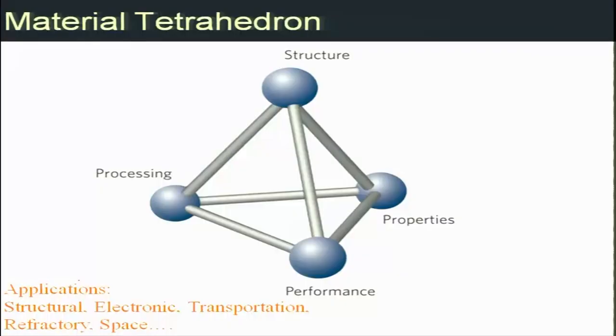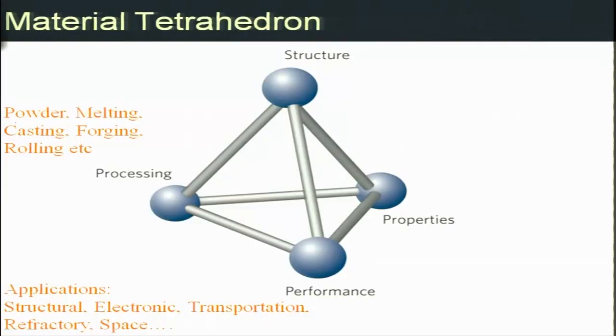For example, what is the application? So, if I go a little further, applications, for example, could be structural applications like bridges, electronic applications like the gadgets that you are carrying, let us say the mobile phone or display or LED, or transportation, which could be train or car, refractory applications like furnaces, or a space application. You know, we are sending spaceships to space. So, they use a variety of materials which have very different properties and different functionality.